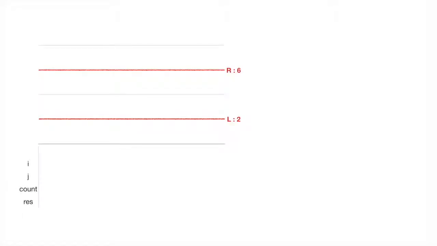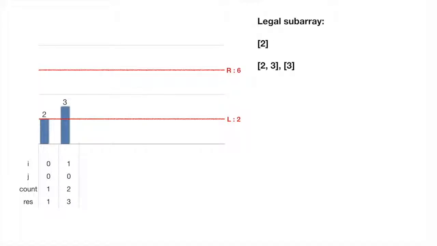So let's move on to a relatively sophisticated example here. The first element is 2, it meets the requirement, so the count is 1. Next element is 3, also meets the requirement, so we update the count to 2. Next element is 0, which is illegal. Actually, it's condition 2. The element is less than the lower bound, so we shouldn't update the count.